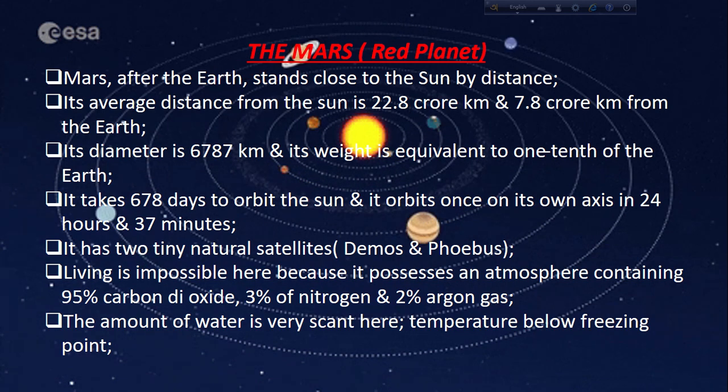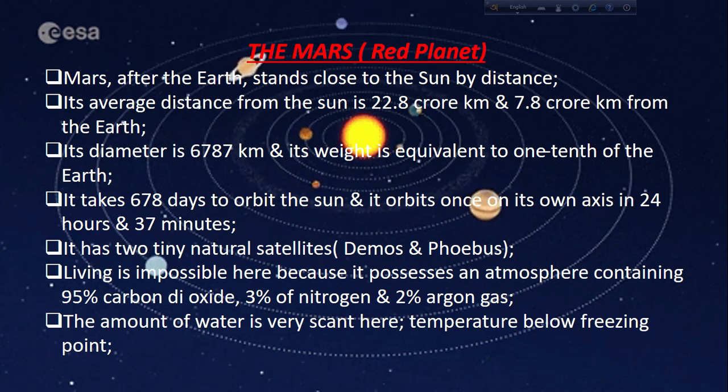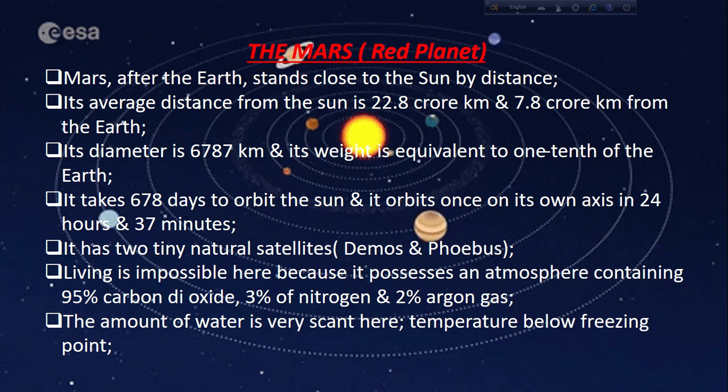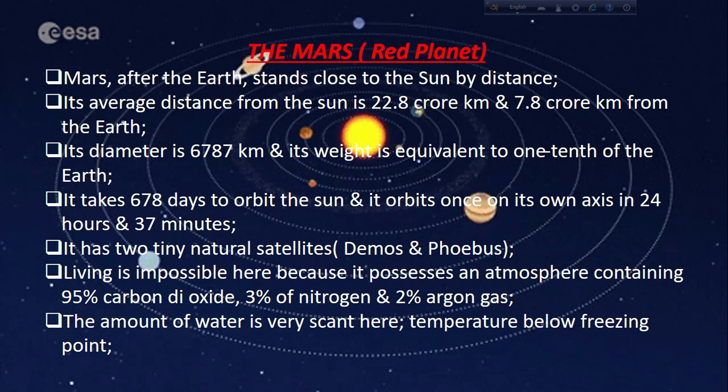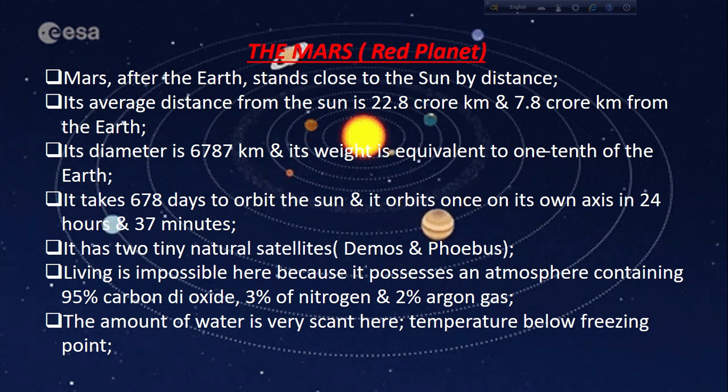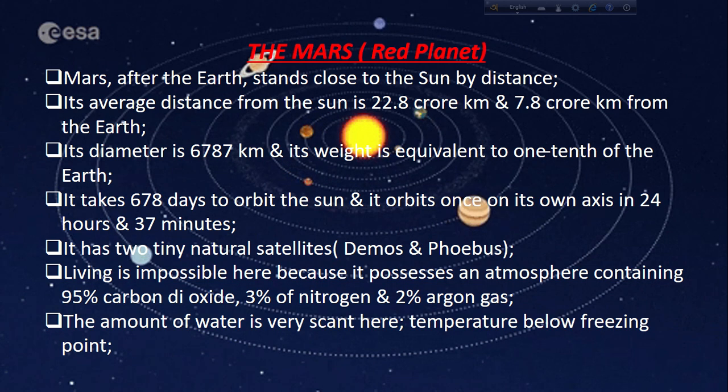Sun is 22.8 crore kilometer and 7.8 crore kilometer from the Earth. Its diameter is 6,787 kilometer and its weight is equivalent to 1/10 of the Earth. It takes 678 days to orbit the Sun, and it rotates once on its own axis in 24 hours and 37 minutes. It has two tiny natural satellites, Deimos and Phobos.